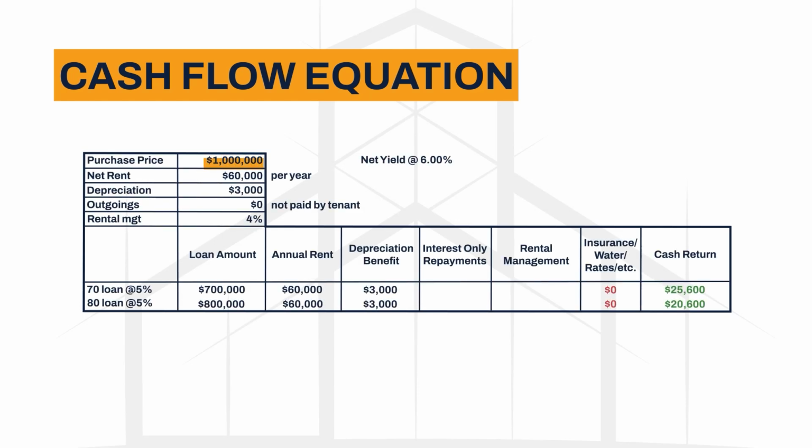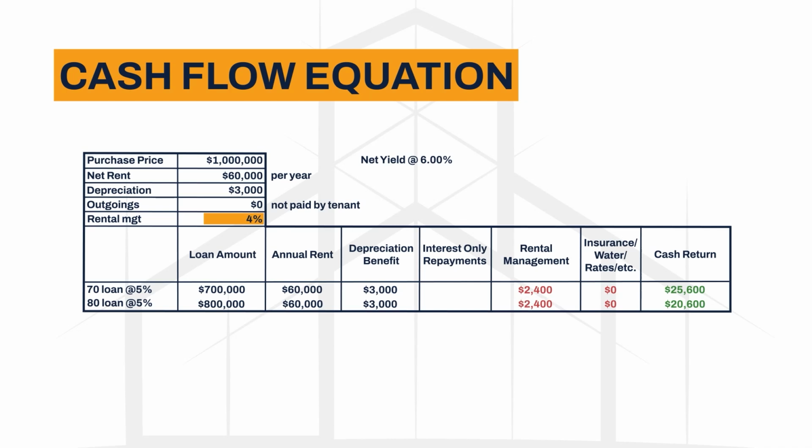The net rent of the property is $60,000, so a 6% net yield. We include $3,000 for tax depreciation, so our total income will be $63,000. We have a rental management fee of 4% for our expenses, which is $2,400 a year.